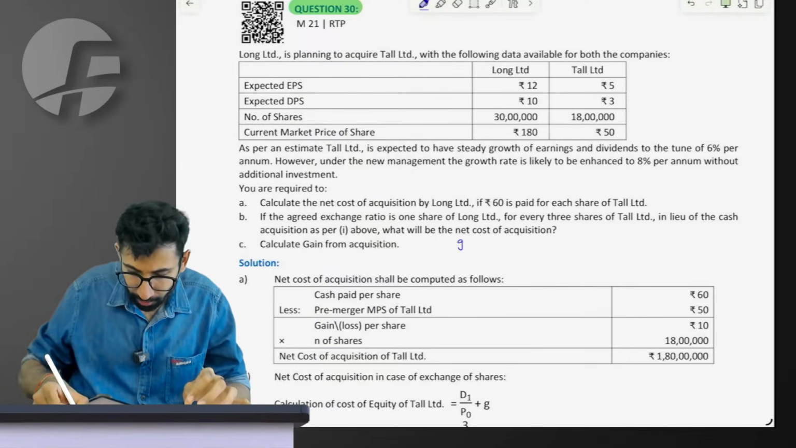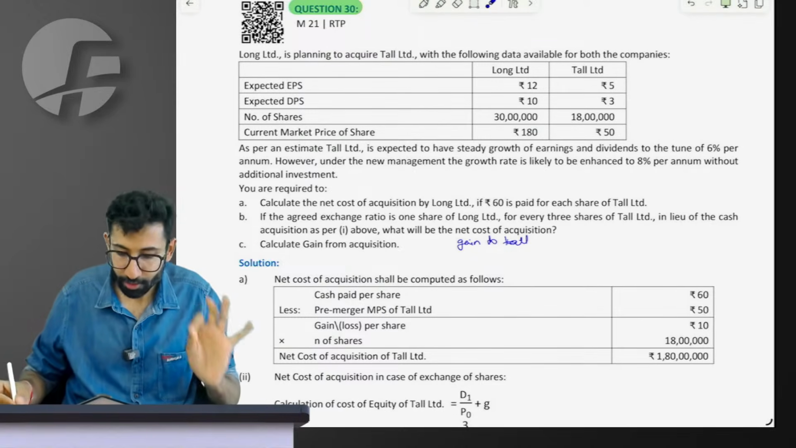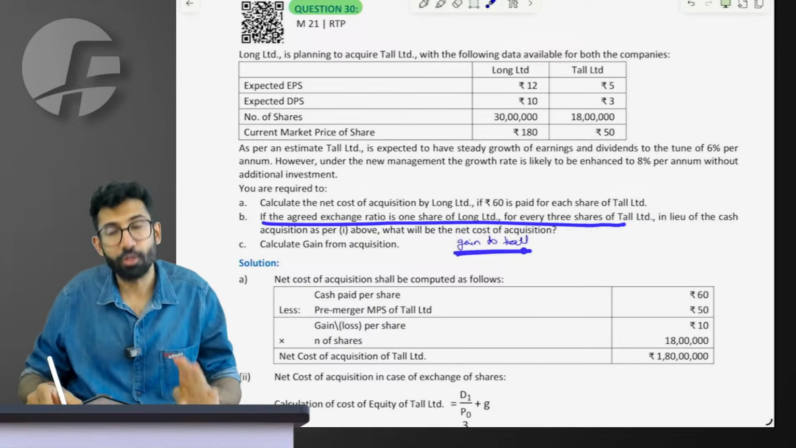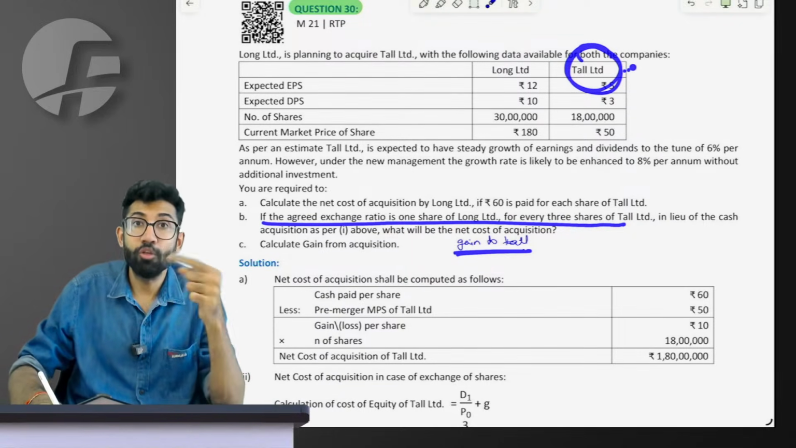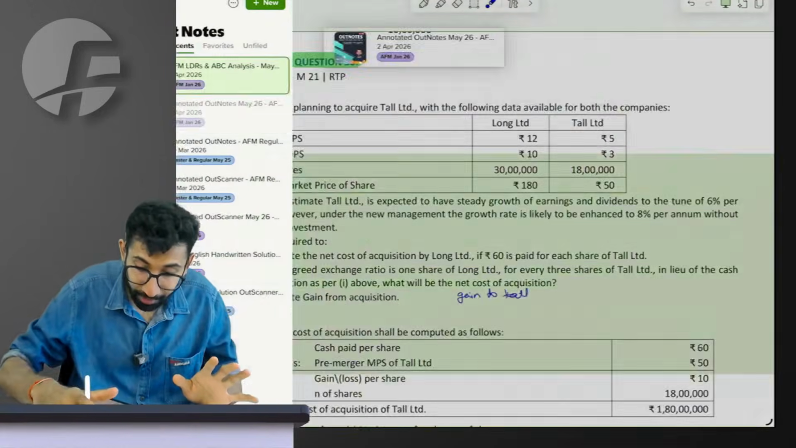What will be the gain to total? Please change the question for now. I will re-explain the original question. The question is, if the exchange ratio is 1 is to 3, what is the gain to total? What are they asking? Gain to total limited. Gain in terms of earnings or value? You have to realize where in this entire chapter you are.